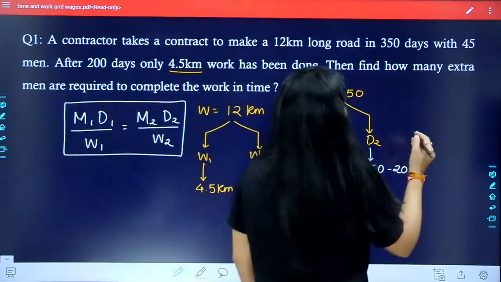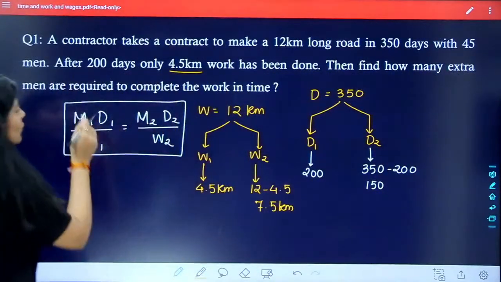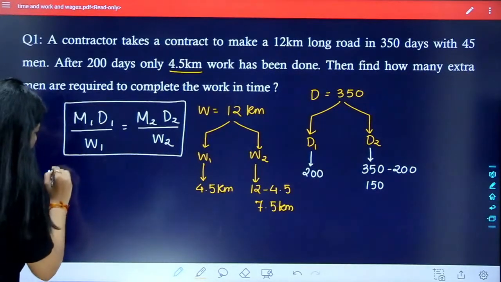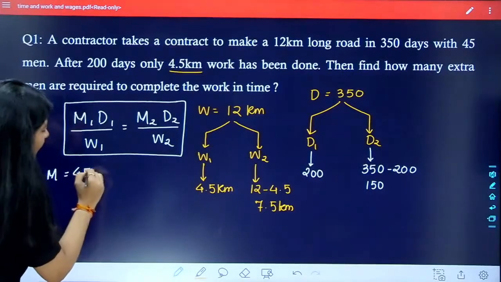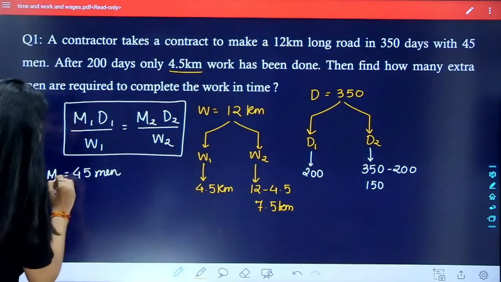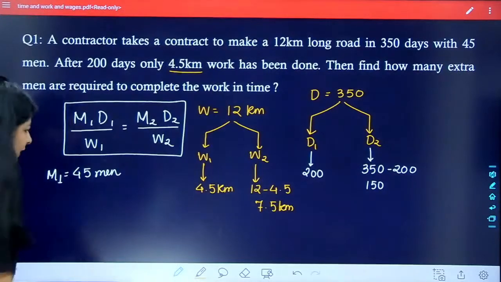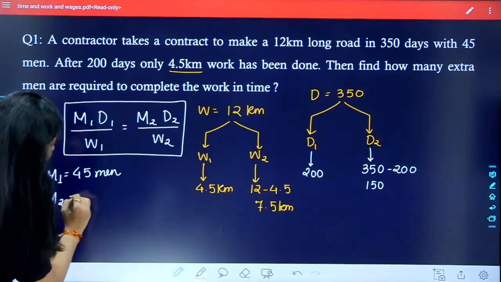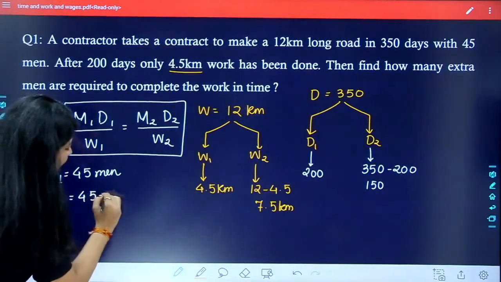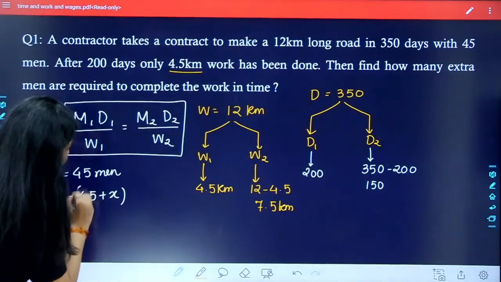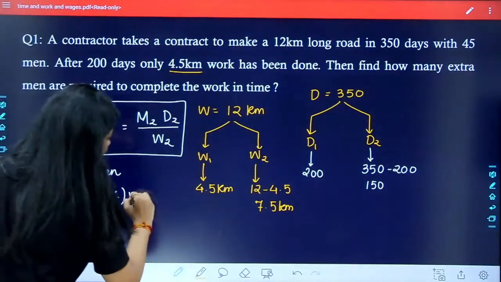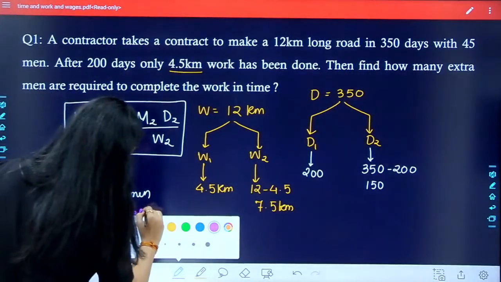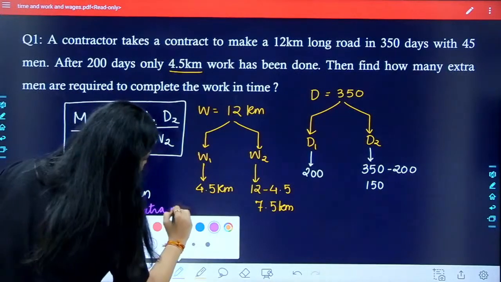Okay, so now what we have to do? Just we have to find the last value: initially, he had 45 men. That means the value of M1 is 45. Now, what we have to do? We have to find out M2 as he had some more men, which is equal to X over here, right? X are the number of extra men.